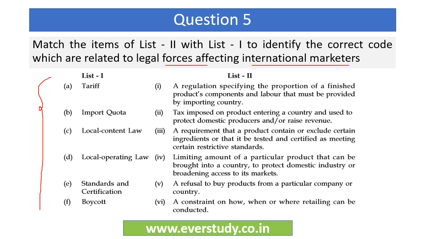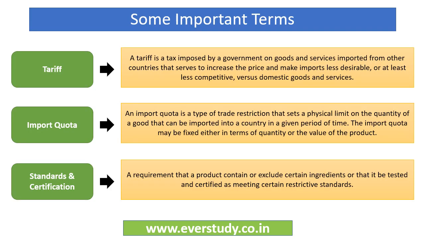The different terms which are mentioned are tariff, import quota, local content law, local operating law, standards and certification, and boycott. We are being asked to find the correct meaning of these terms from the second list. So let's try to understand the meaning of these terms so that we are able to correctly match the terms with their answers. So first is a tariff.